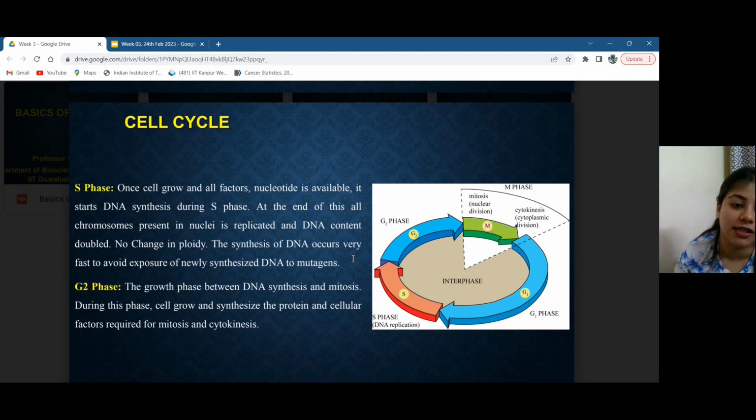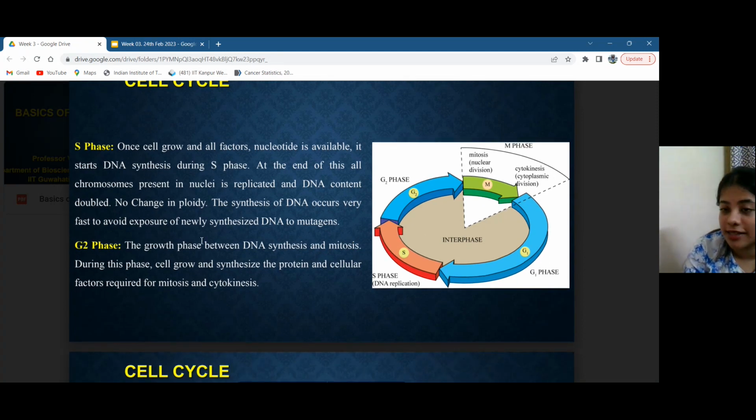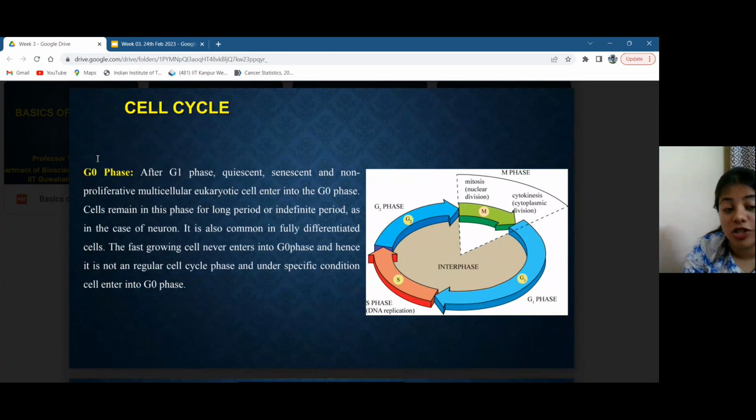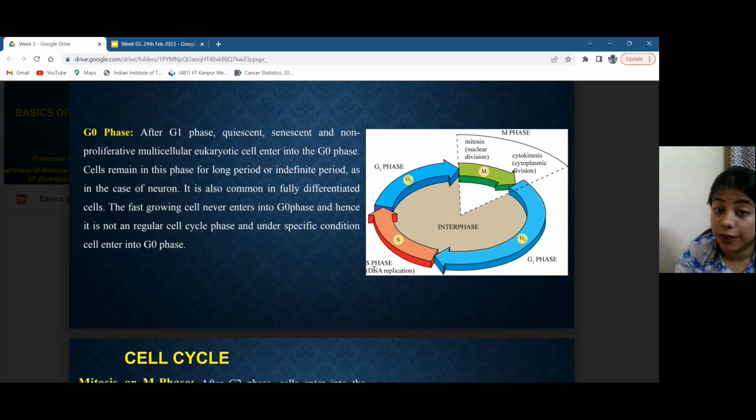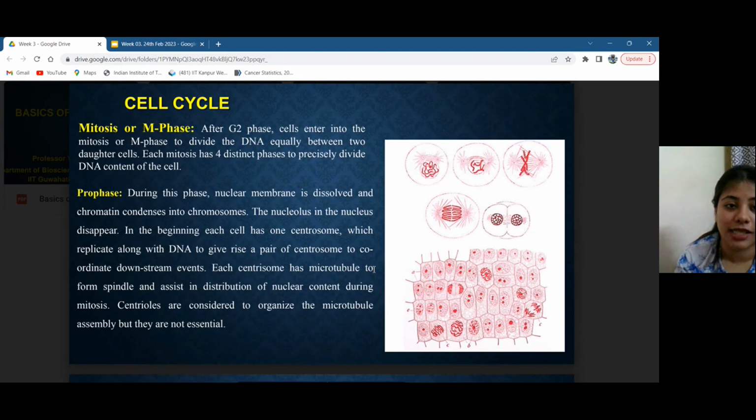Then the G2 phase is the second growth phase, where the proteins that are required for mitosis and cytokinesis are synthesized. Then the G0 or quiescent phase, which is also something we talked about, occurs after the G1 phase. After G1, instead of entering S phase, there's another alternative, which is for cells to get redirected towards the G0 phase. A proliferating, fast-growing cell will never enter into G0 phase. It's not a regular condition. Only under specific circumstances will it do so.